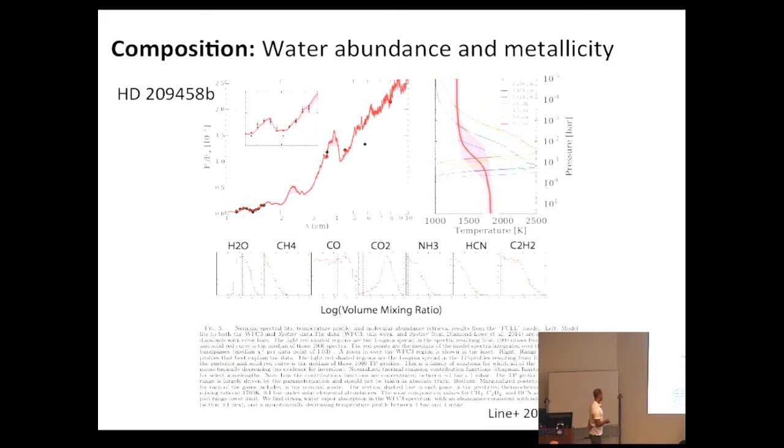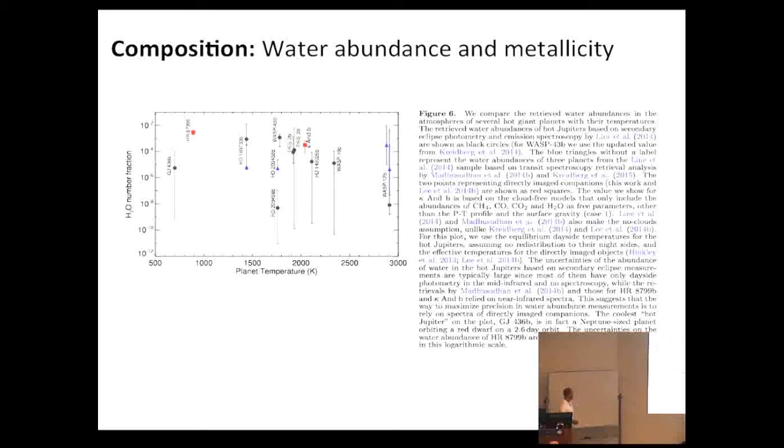There was a paper recently by Todorov and collaborators, including Mike Line, where they did an analysis now not just of transiting planets, but looking at directly imaged planets, which typically have a higher quality spectra than transiting planets. Now, they have higher quality spectra, but there's also, I would say, much more challenging to interpret these spectra because there are a lot of unknowns about these planets.